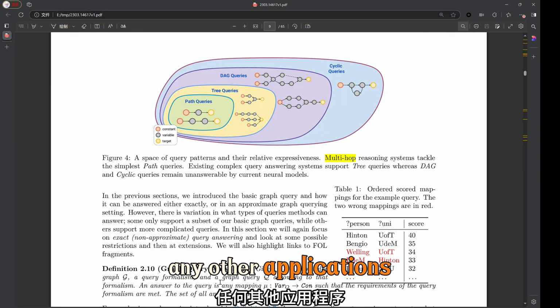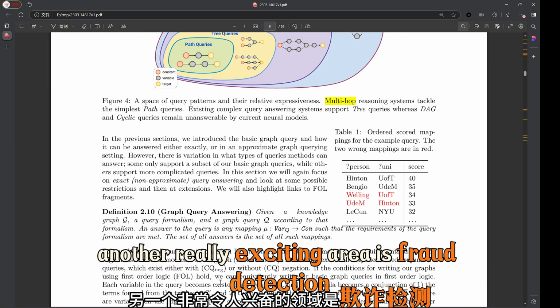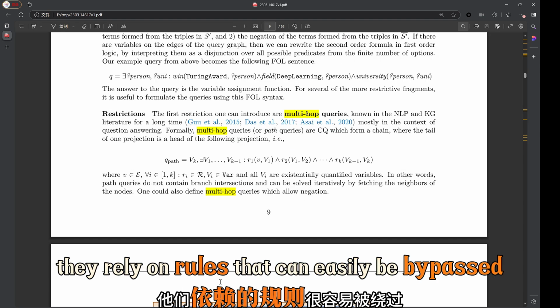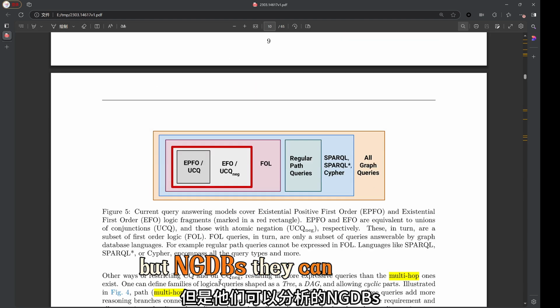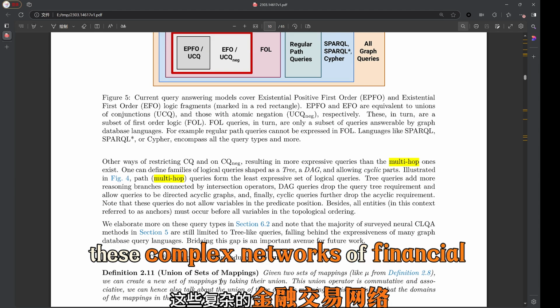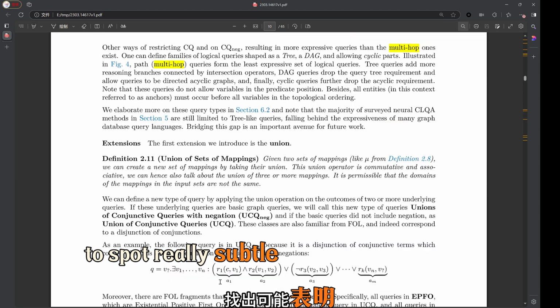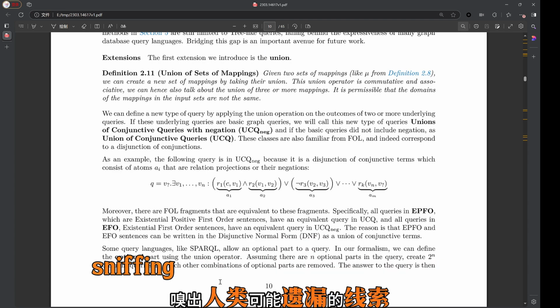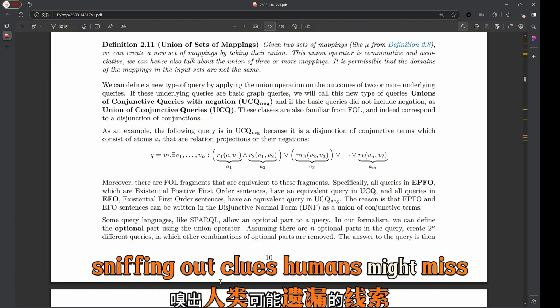Any other applications? Another really exciting area is fraud detection. Traditional systems rely on rules that can easily be bypassed. But NGDBs can analyze these complex networks of financial transactions to spot really subtle patterns that might indicate fraud. So they're like digital detectives, sniffing out clues humans might miss.